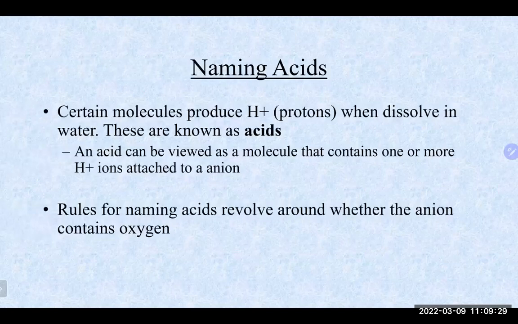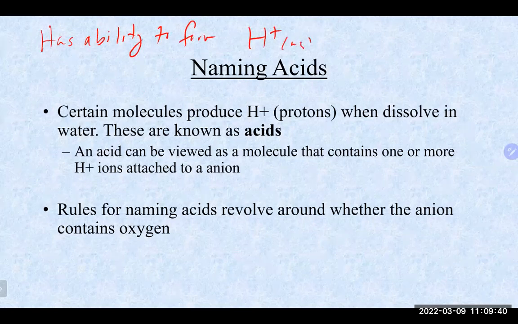Acids are really a substance that has the ability to form H plus or hydrogen ions in solution. So something that, when it goes for a swim, will break apart and produce some H plus, which is known as a proton, or hydrogen ions in solution, free H plus floating around. And that is your basic definition of an acid.